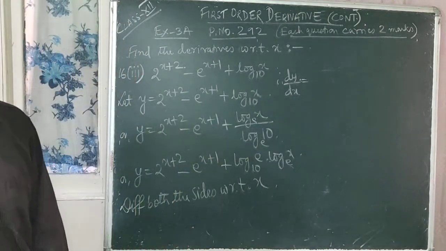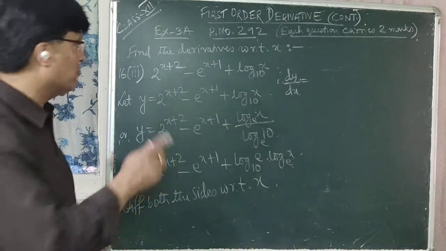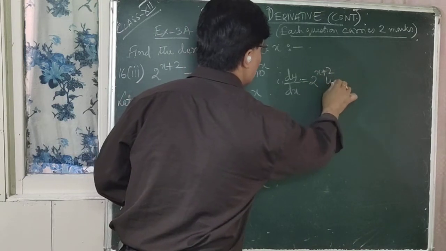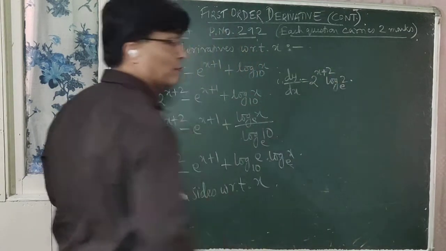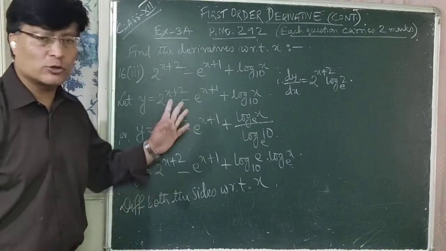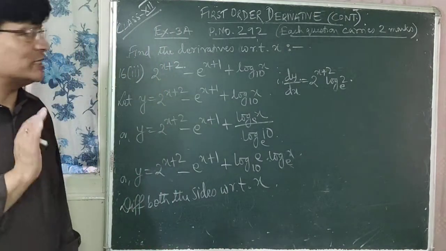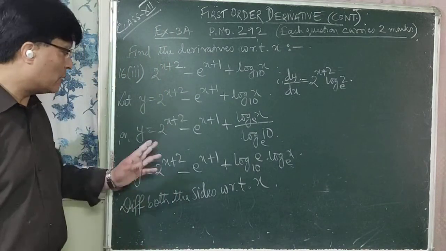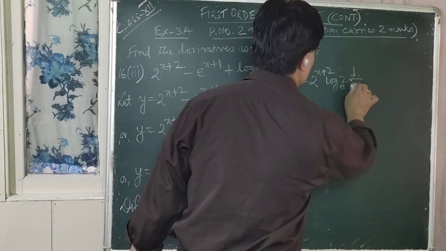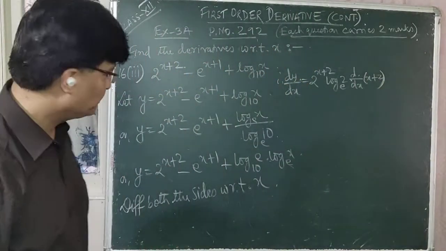What is the differentiation of a to the power x with respect to x? It is a to the power x log a base e. But in this case it is, what is a? 2, what is x? X plus 2, what is log a base e? Log 2 base e. But which function was taken as x? That is power. X plus 2 was taken as x. You have to differentiate that term which is assumed as x. That is, you have to differentiate x plus 2 again. So d by dx of x plus 2. Is that clear to all of you?